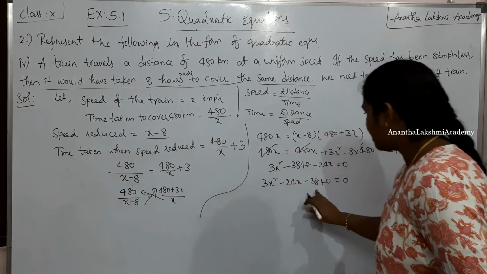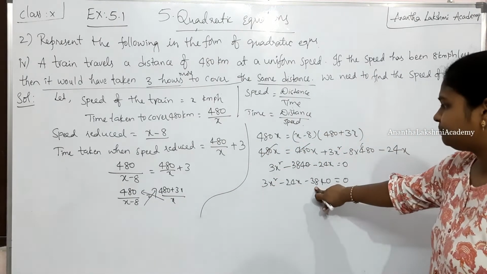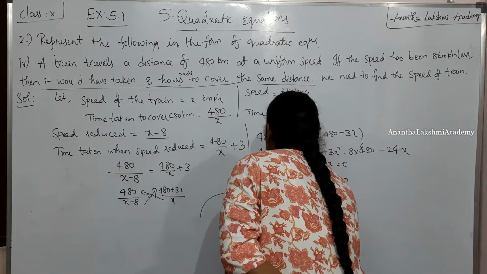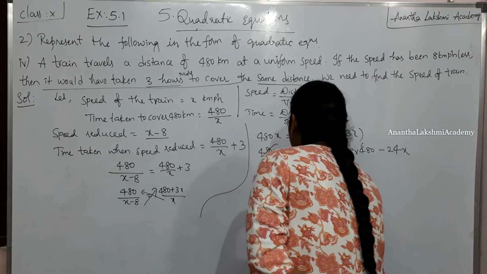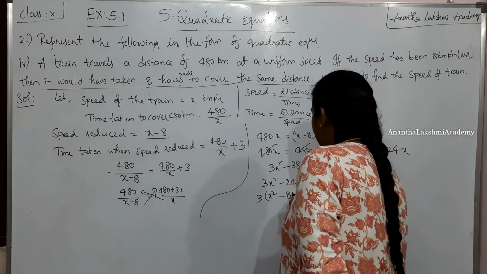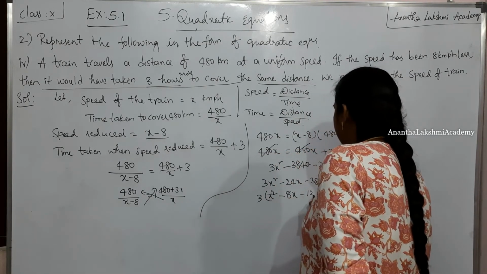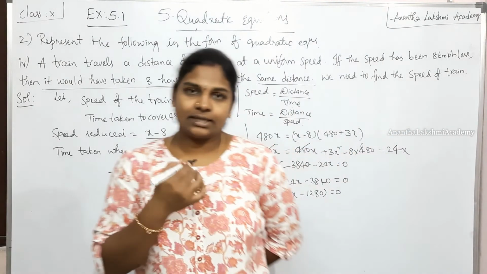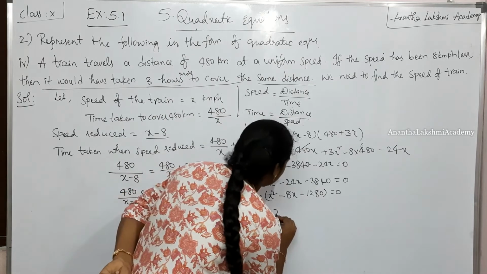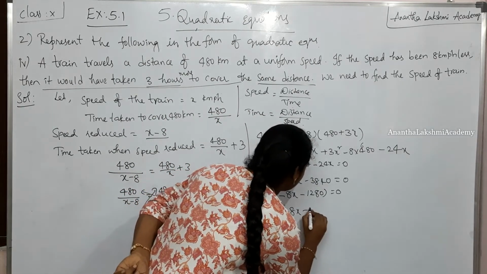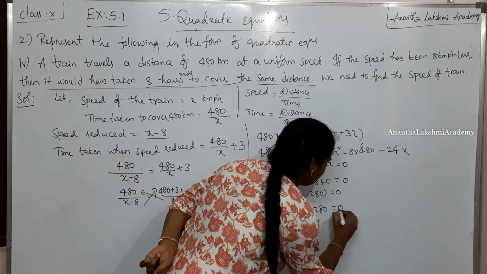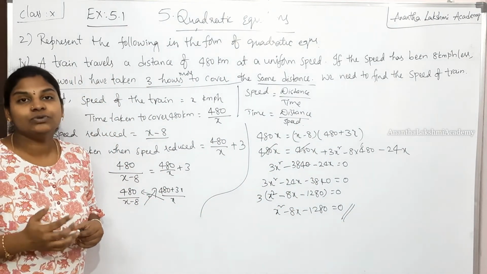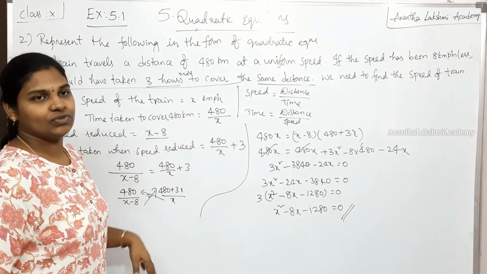If you see, 3 can be common in all these terms. So, let me just take that 3 off. So, if I take 3 out, 3 into x square minus 3 8s are 24, minus 3 1s are, 3 2s are, 3 8s are, 3 zeros are. If you send the other 3 to the other side, this becomes x square minus 8x minus 1280 is equal to 0. So, this is the quadratic equation which can be used to figure out the speed of the train.